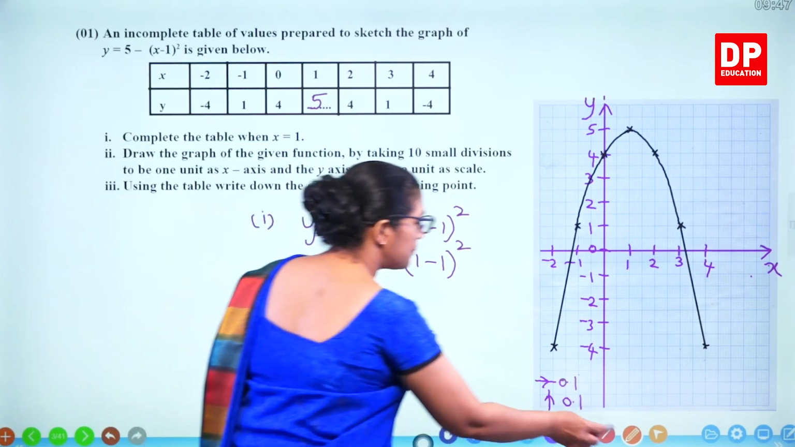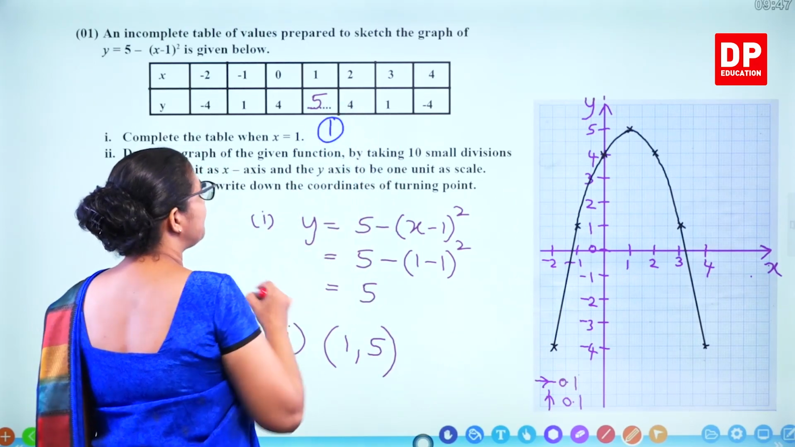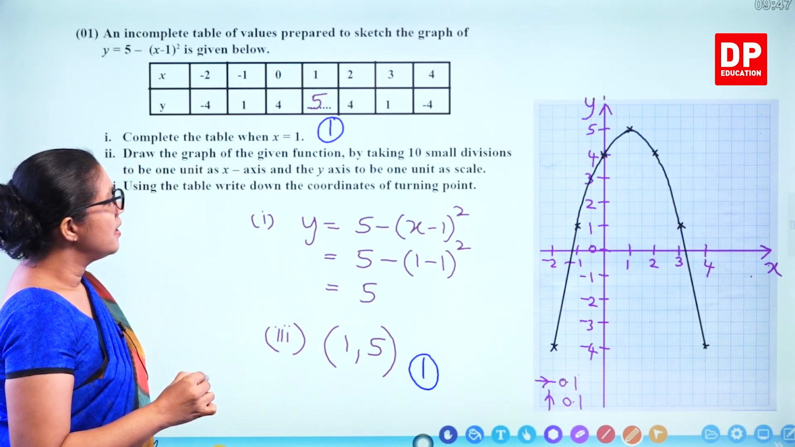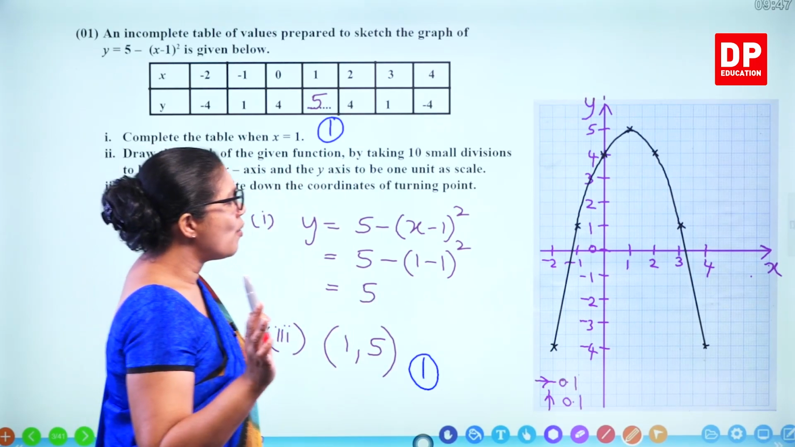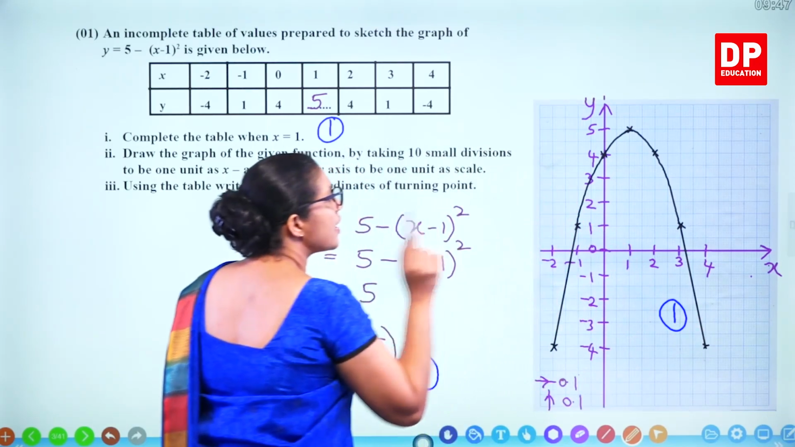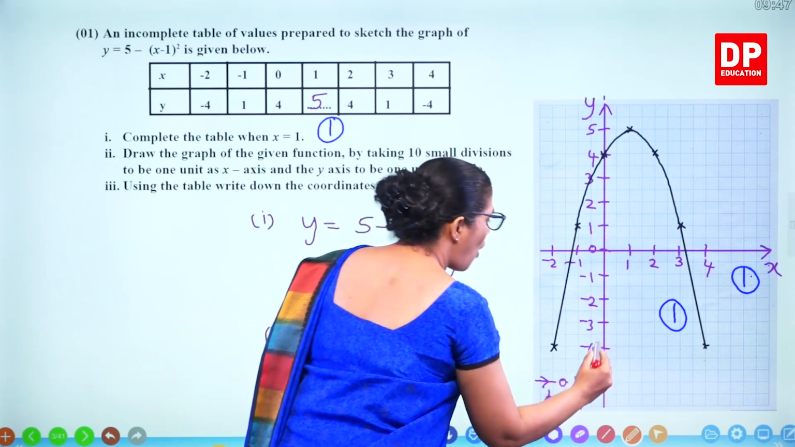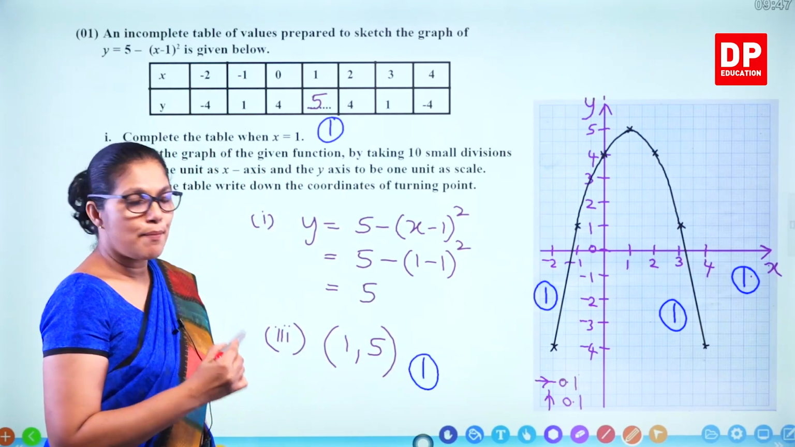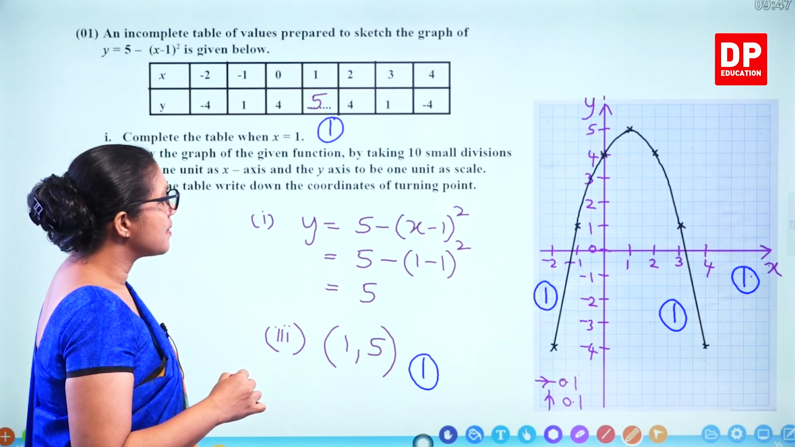Now we'll give marks. 1 mark just to calculate this value. And 1 mark for the turning point. And for the graph, how many marks are you getting? Now you already know, 3 marks altogether: 1 mark for marking the points, 1 mark for the scale of x and y, and 1 mark for connecting smoothly. So altogether 5 marks for this part. Now we'll see how we can do the other parts.